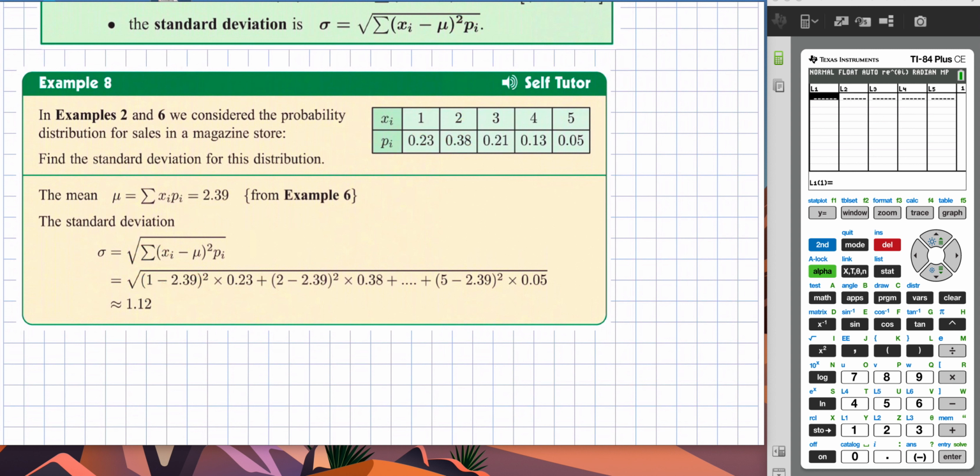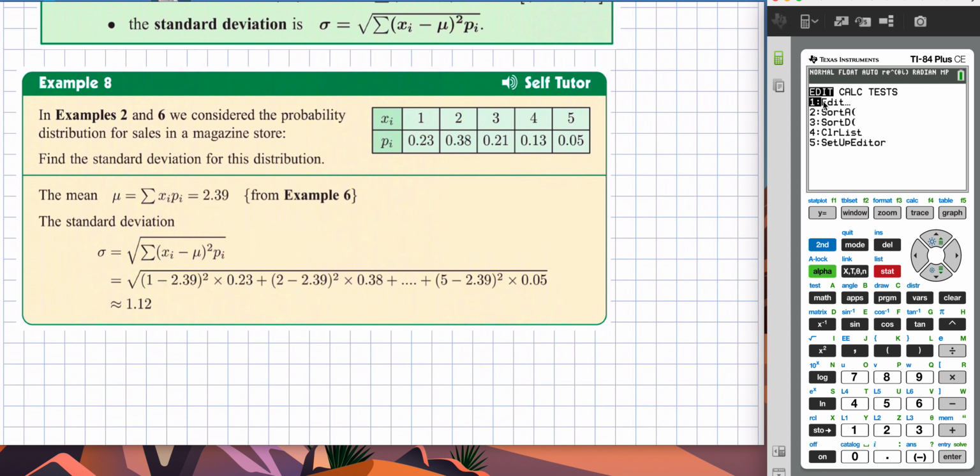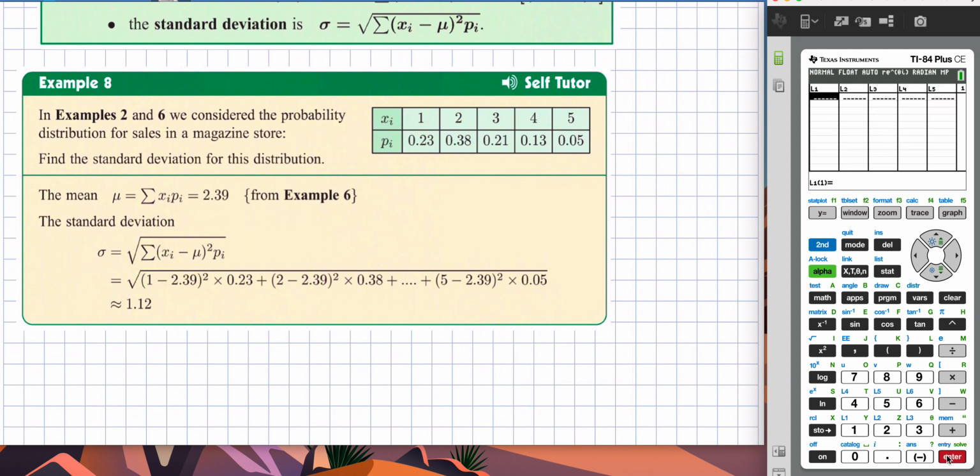Hopefully I'll get it right, because this is the Texas one. But if you can see on the calculator, I'll leave all this as it is. To get into that list mode, hit the stat button, and you want to edit your list. If you've got data in there, you'll need to take it out.